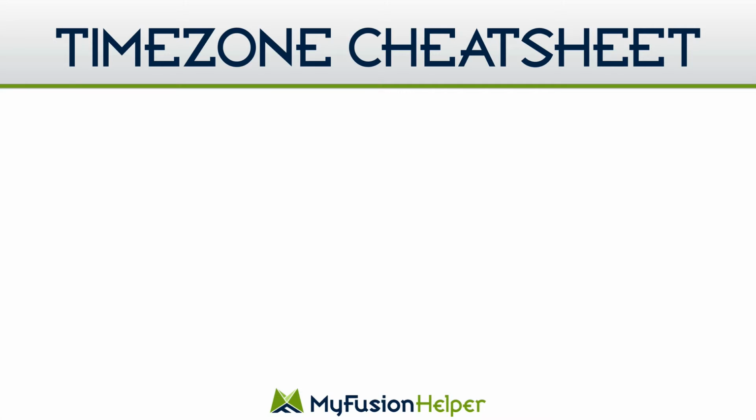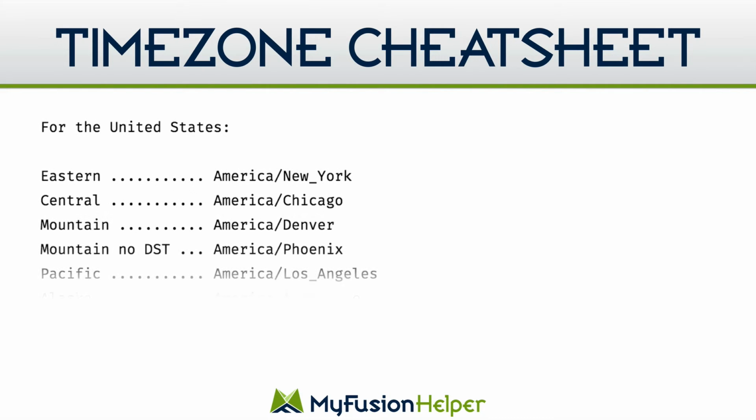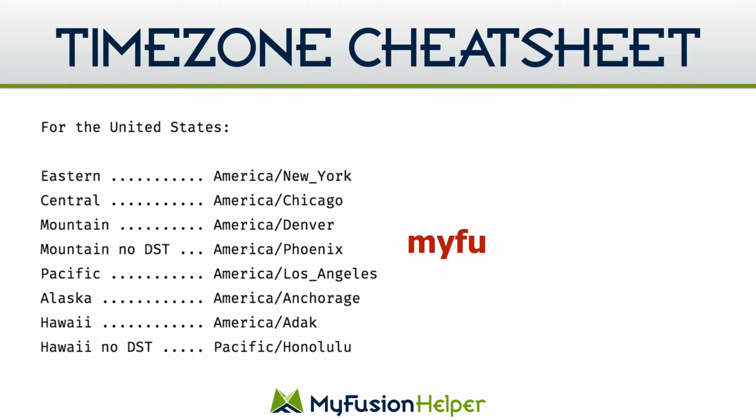All right, so I promised you a time zone cheat sheet, and so this is for the United States, but I'm also putting a link here for myfoo.me/timezones. If you go to that link, that will take you to a page with PHP documentation on all the different international time zones as well. But these are the common ones that most people will use here in the United States. So I wanted to go ahead and give you that cheat sheet.